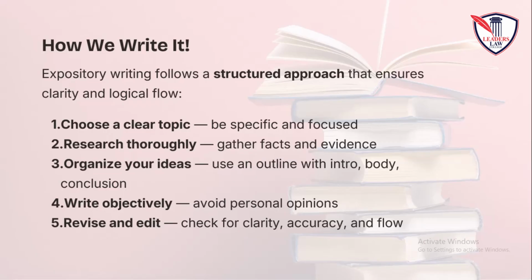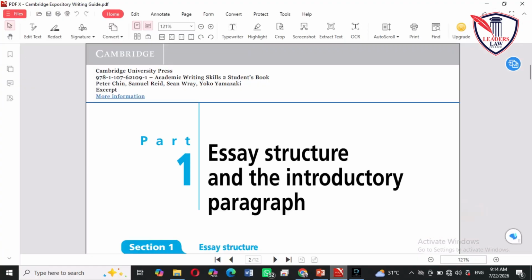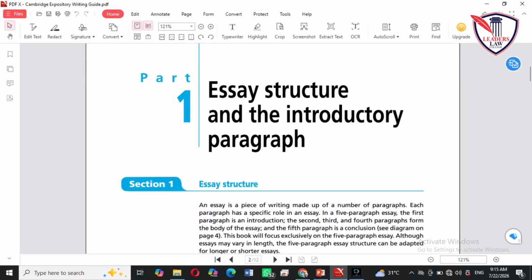Now let's move on to a document by Cambridge University Press, and let's have a look at an essay for a better understanding of an expository writing essay. In this document, we are going to understand the essay structure and learn about the introductory paragraphs, body paragraphs, and the conclusion as well.